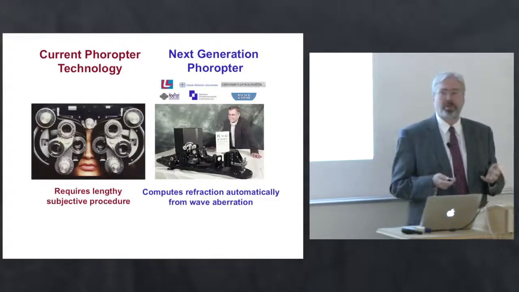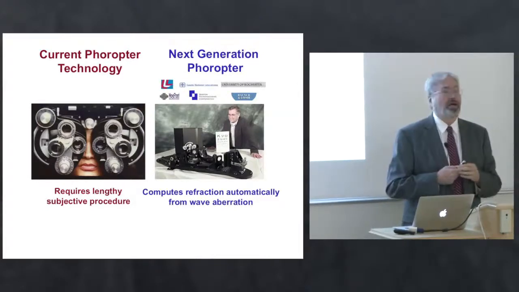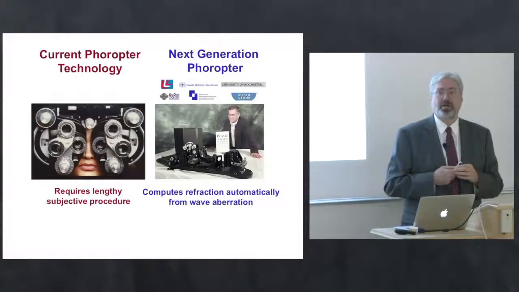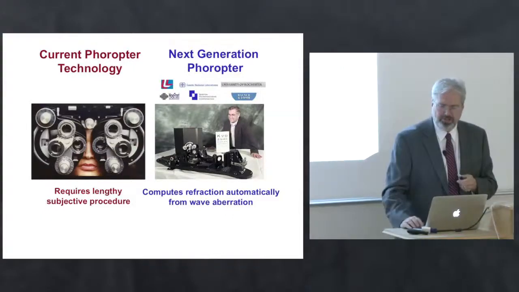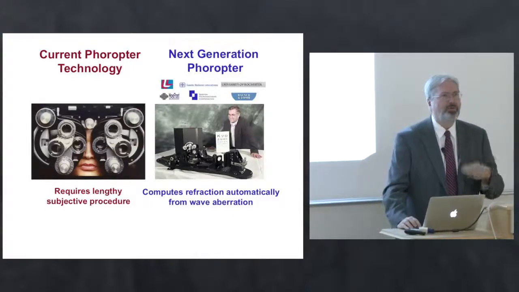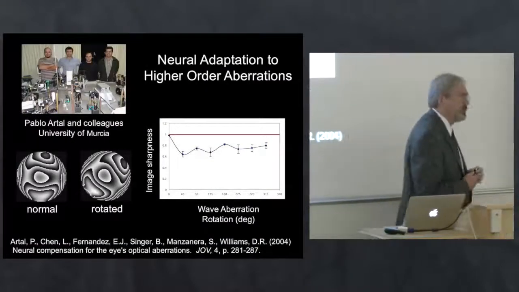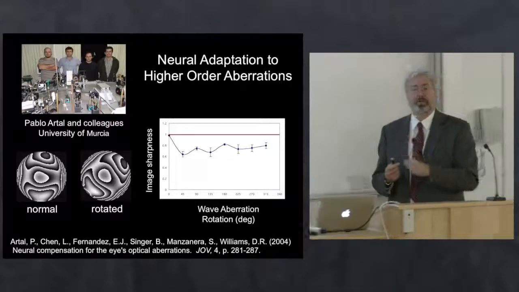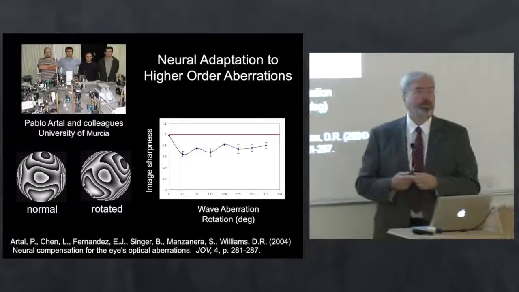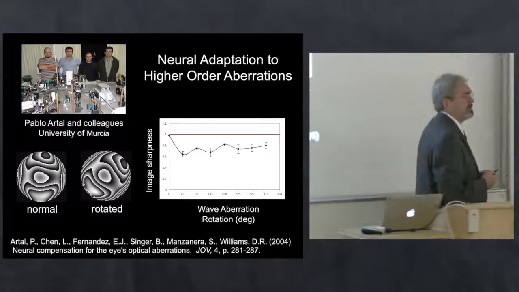But in fact, in recent years, we've learned a lot about how the brain responds to patterns that are defocused, and I'll give you just a little hint of that, which is another example of how adaptive optics can be used to learn about vision. And this gets to the point that Chris made about the importance of adaptive optics and vision testing.